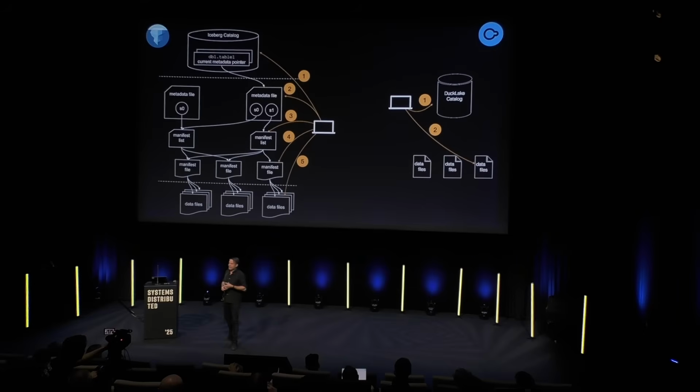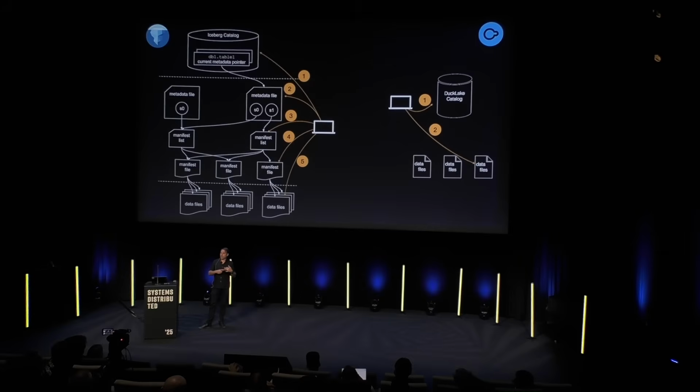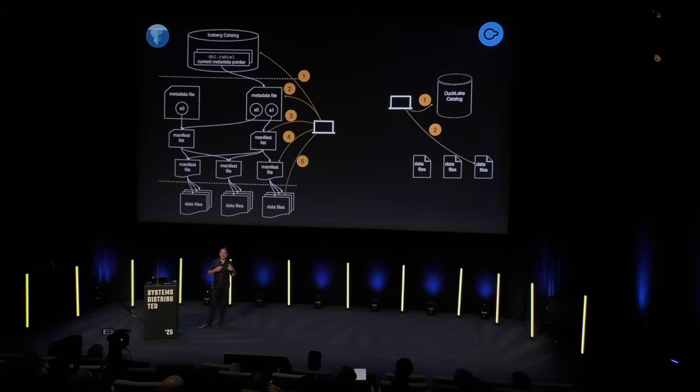On the left side, in order to read anything from an Iceberg table, you first talk to the catalog server. Again, you have to instantiate a Java thread and stuff like that. First talk to the catalog server to get the current snapshot number. Then you do a read on the storage to get the metadata file. Then you do a read on the storage to get the manifest list. Then you do a read on storage to get the manifest file or files. And then you do a read on storage to get the Parquet files.